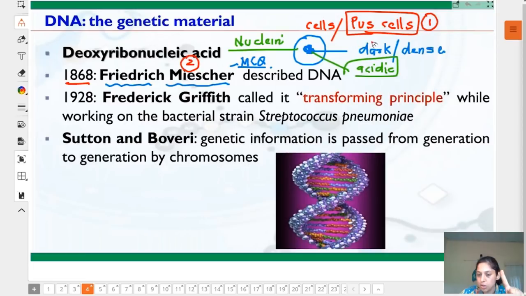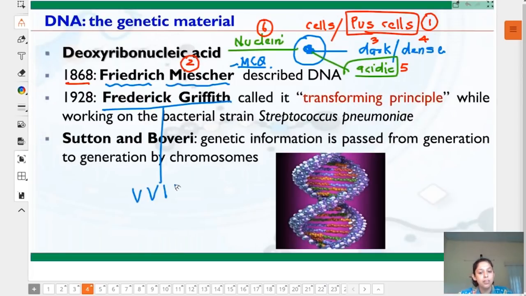He said that in the center of the cell, there's something which is dark and dense. He said the dark and dense material is acidic. He named it nuclein. Six points. Anyone can come in MCQs. Who named nuclein? Friedrich Miescher. Where did you observe them? In our cells. What was the nature of the nuclein? Acidic, basic, neutral, none of the above. Acidic. Story finishes. Then came another scientist called Frederick Griffith.